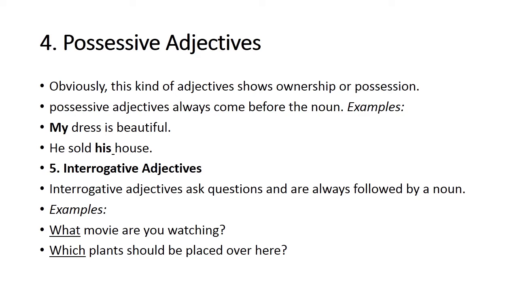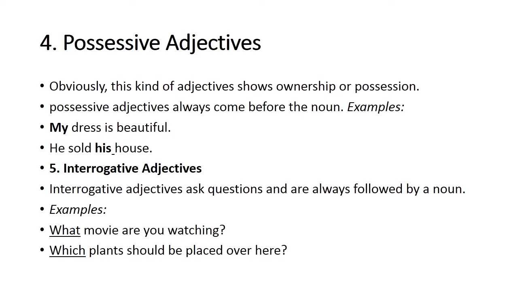Possessive adjectives. Obviously, this kind of adjectives show ownership or possession. Possessive adjectives always come before the noun. For example, my dress is beautiful. He sold his house. So look at this word, my. My is followed by a noun, dress. Similarly, his is also followed by house, that is also a noun.